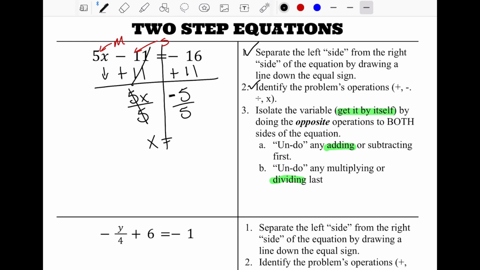Because the signs are different, this is dividing. I take the sign of the negative, and 5 divided by 5 is 1. So my answer is going to be negative 1.